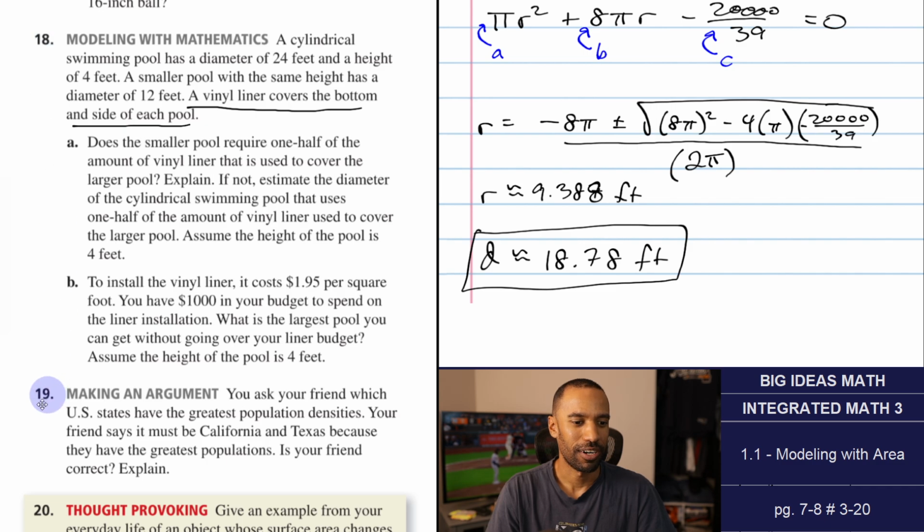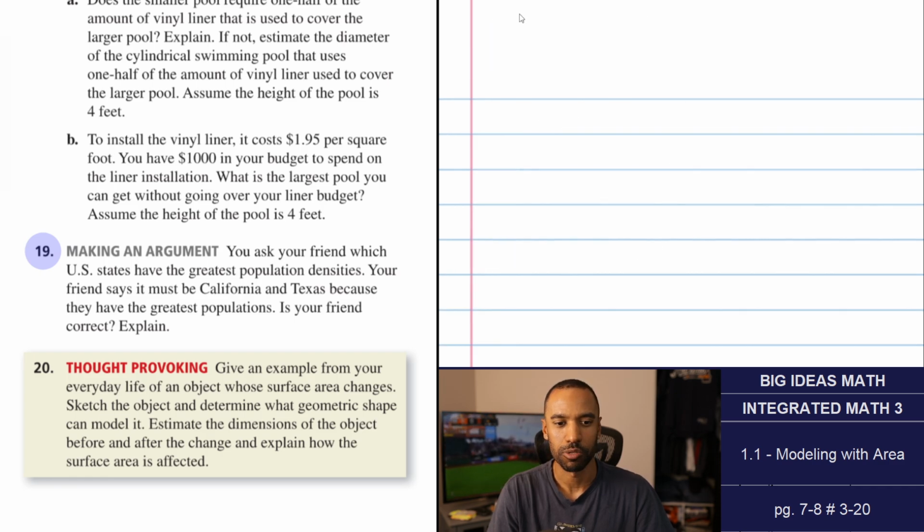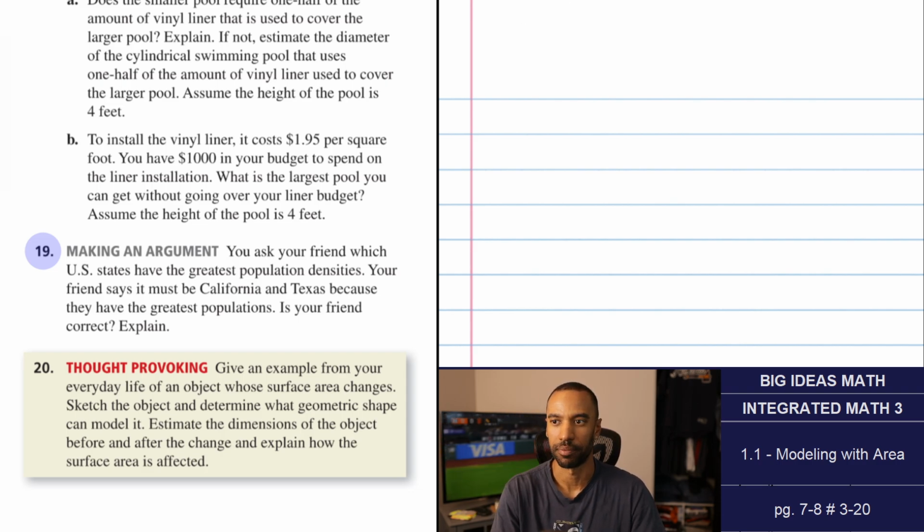All right, number 19. Making an argument. You ask your friend which U.S. states have the greatest population densities. Your friend says it must be California and Texas because they have the greatest populations. Is your friend correct? Explain.